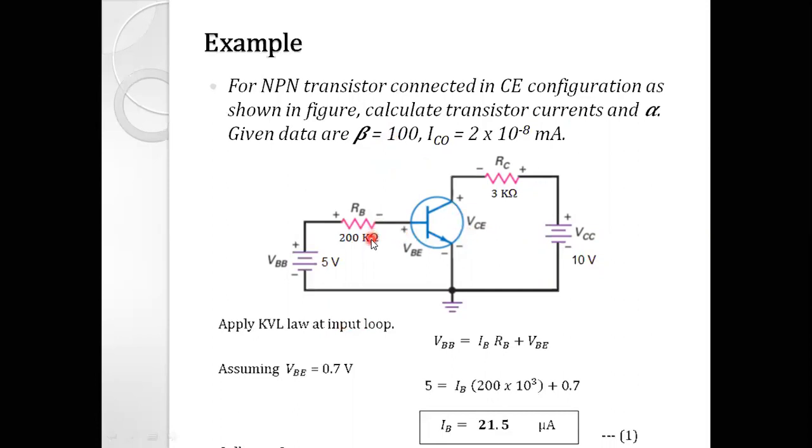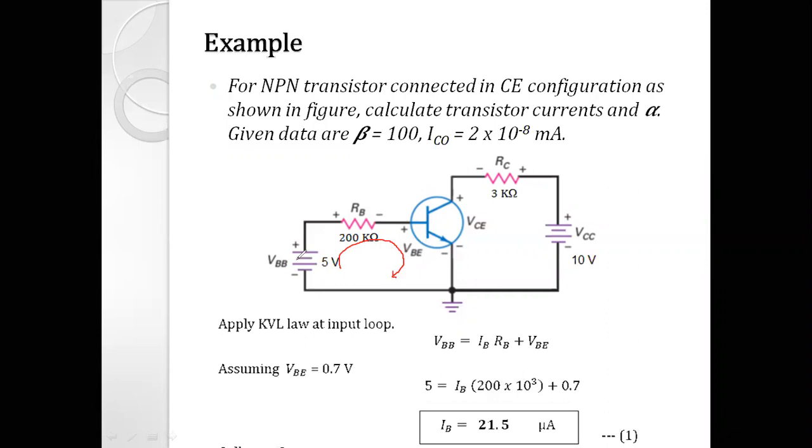So RB is equal to 200 kilo ohm, RC is equal to 300 kilo ohm, VBB is equal to 5 volt, and VCC is equal to 10 volt. This data is given. So by applying KVL at the input side, that means I am applying the KVL at the input side, which is over here.